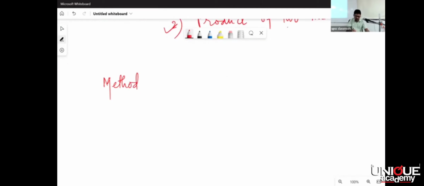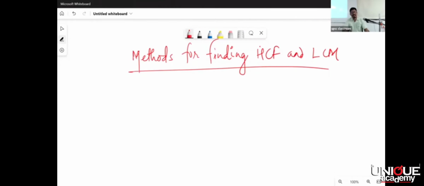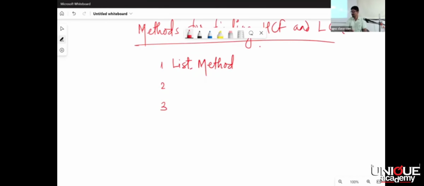So please take down, write down the subtitle: Methods for finding HCF and LCM. Okay, listen. There are three methods for finding HCF particularly, and two methods for finding LCM. So we'll list these three first. The first two are common for both HCF and LCM. First one is the list method, making a list of divisors and multiples. Second one is factorization. So these are common for HCF as well as LCM.